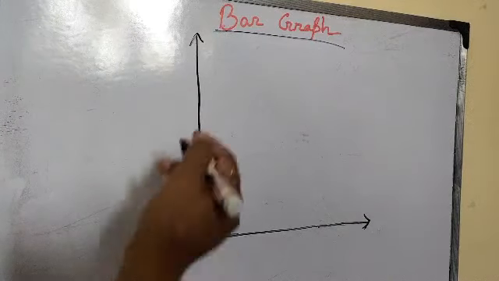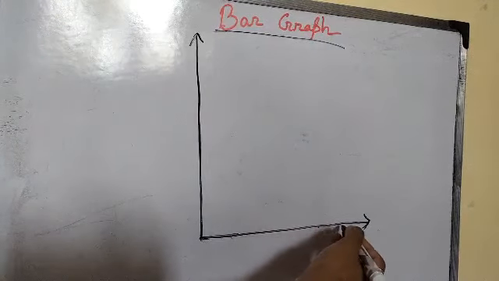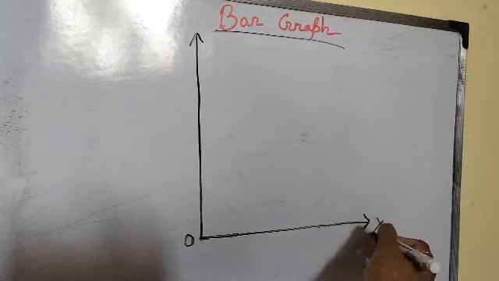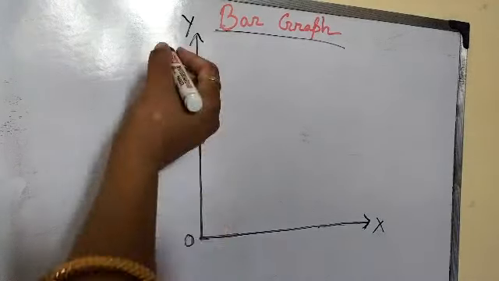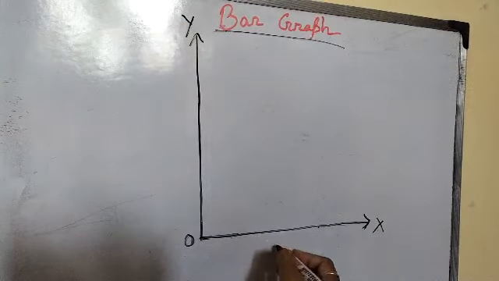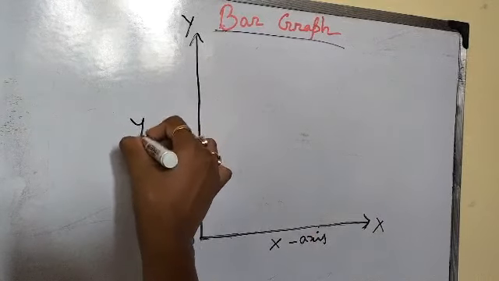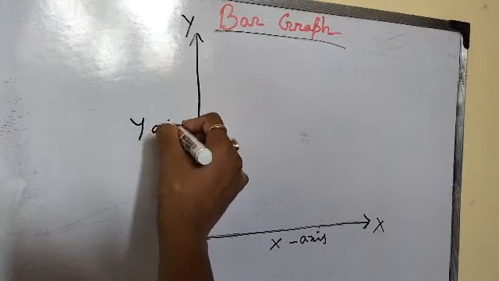Now I am showing. Suppose I have taken these, which are called the axes. This is OX and this is OY. This is the X axis, this is the Y axis.